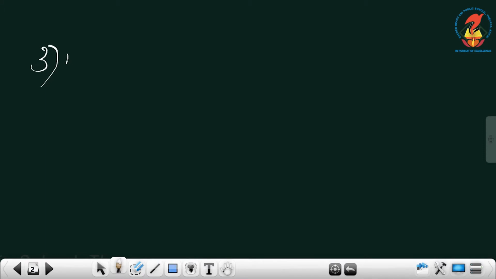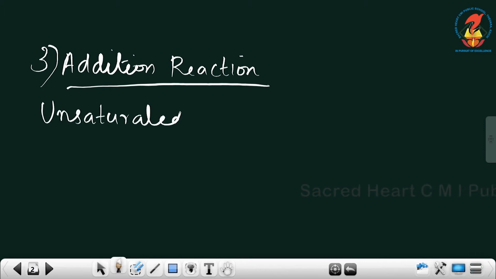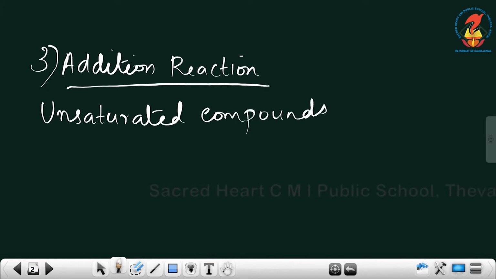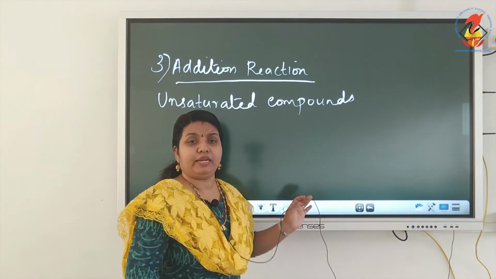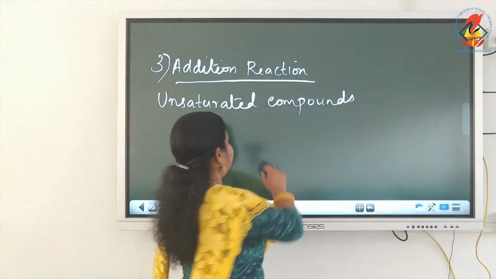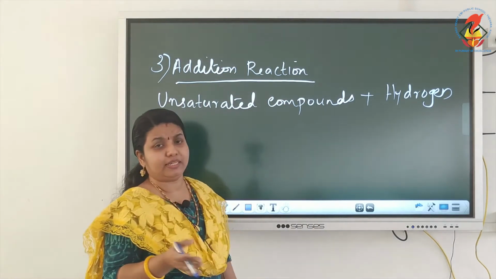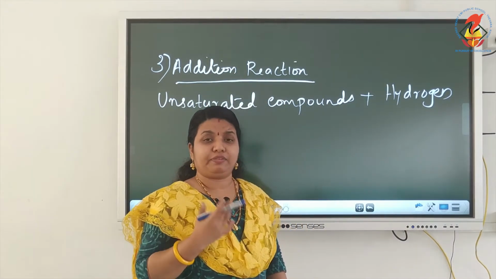Third one, addition reaction. Addition reaction is undergone only by unsaturated compounds. What are unsaturated compounds? Compounds which contain a double bond or triple bond between carbon atoms. So, addition reaction is undergone only by compounds which contain a double bond or a triple bond between carbon atoms. So, unsaturated compounds add hydrogen. You need to learn addition of hydrogen only. There are several types of addition reaction, addition of hydrogen, addition of chlorine, addition of hydrogen chloride, like that.